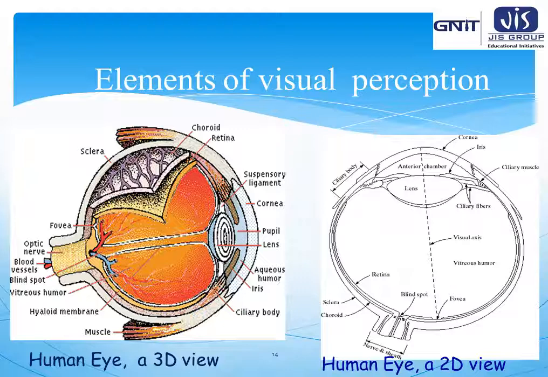From this we can easily see the different portions of a human eye in 3D view and 2D view also. So let's see the human eye in 3D view and the human eye in 2D view. Okay students, so we have just seen the human eye in both 2D and 3D view. Now we will move forward.